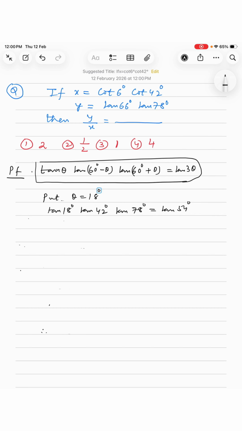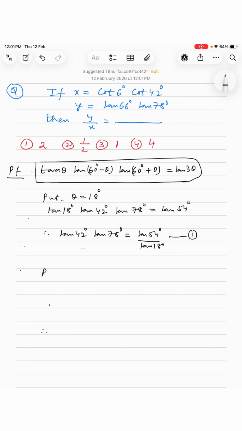Okay. So from here, cot 6 degrees into cot 42 degrees is what is being asked. So what we do is, we write this first as tan 42 degrees into tan 78 degrees is equal to tan 54 degrees by tan 18 degrees. Mark this as 1.